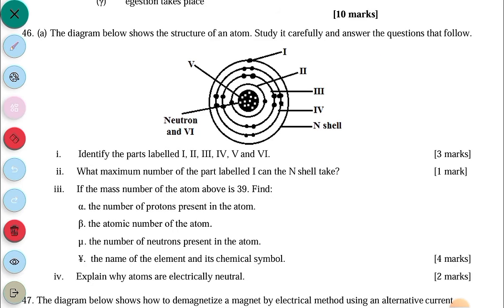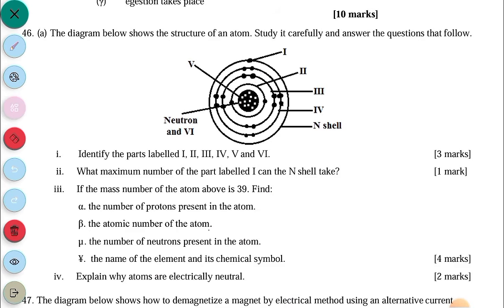So if the mass number of the above atom is 39, find I, the number of protons. How do we know the number of protons? We know the number of protons by knowing the number of electrons, because this is a neutral atom. If you know the number of electrons, you know the number of protons. So the number of electrons over here, looking at it, we have 2, 8, 8, 1. So we have 19. So 19 protons.